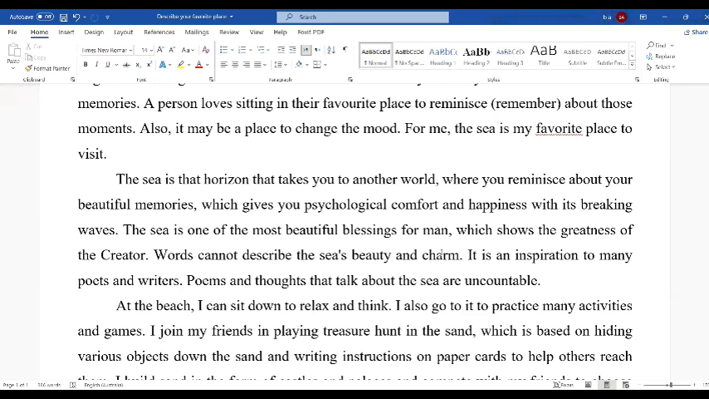Inspiration is like when you have, for example, an idea about what you should do, because you have inspiration. For example, the sea is inspiration to poets. So the sea makes the poets, shuara, write poems, okay? It makes the writers write, for example, novels or something. So the sea encourages those people to write because it is inspiration for them. So poems, al-qasa'id, and thoughts that talk about the sea are uncountable.